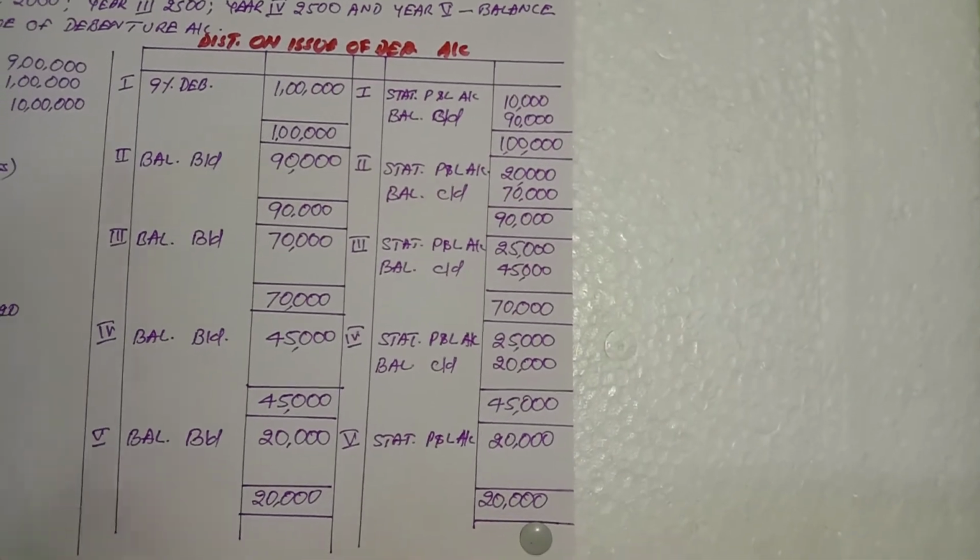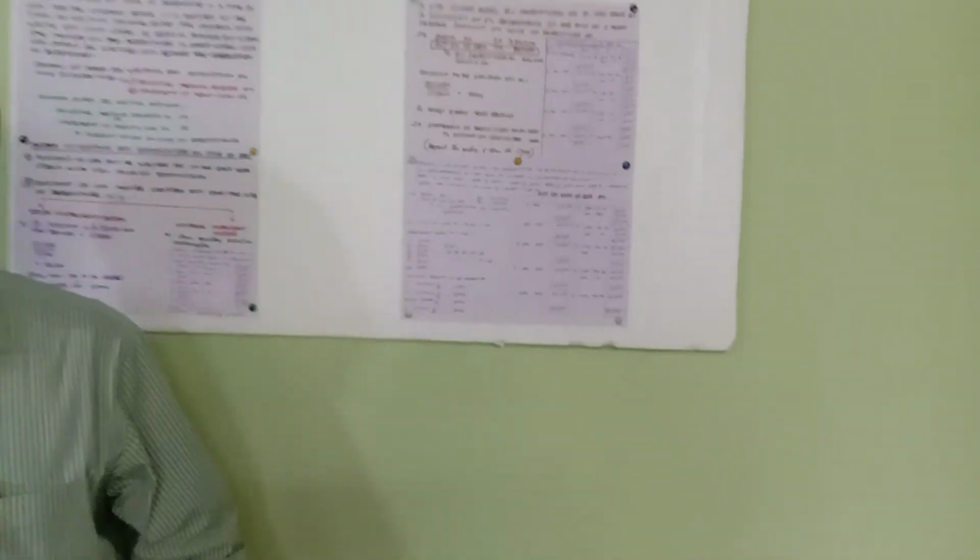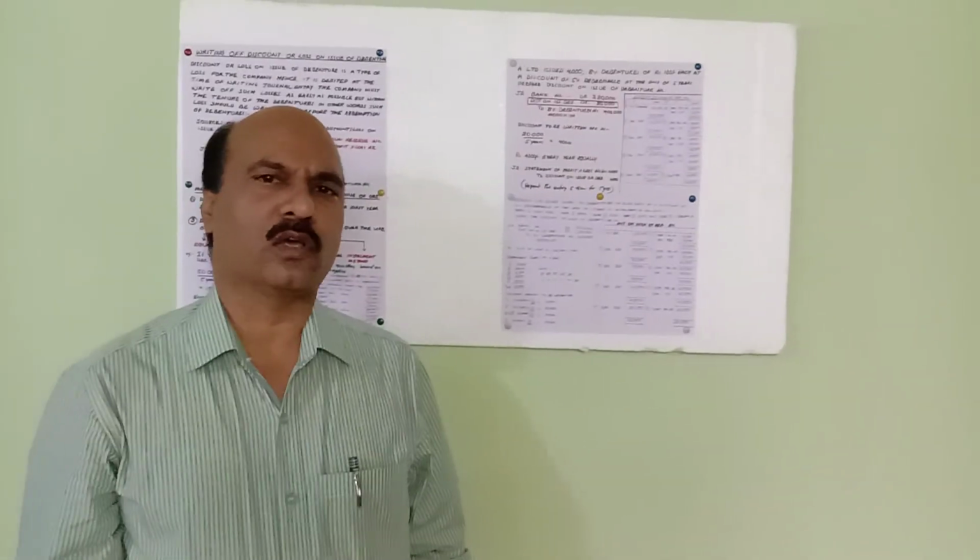This is how the account can be created, and this will come for 4 marks. I hope you understood very well what is meant by discount on issue of debentures or loss on issue of debentures.